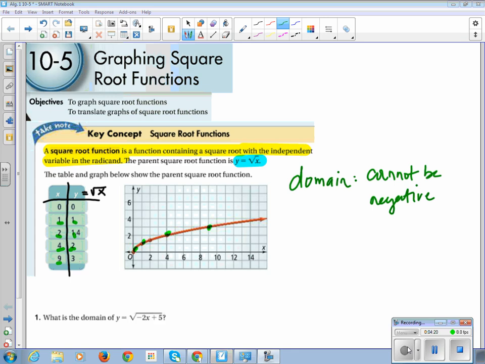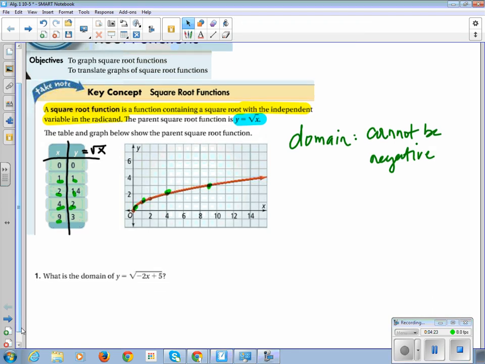So when we look here at our sample question, what is the domain of y equals square root of negative 2x plus 5? So we want to know when negative 2x plus 5, actually let's go like this. We want negative 2x plus 5 to always be greater than or equal to 0. Because if it's less than 0, it's going to be negative, and that will cause the world to end. So we're going to solve this little equation, and once we do, we will have the domain.